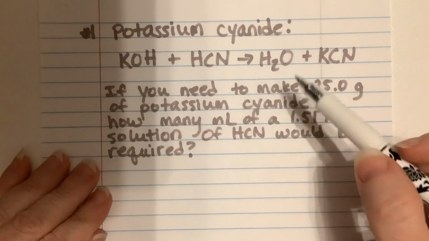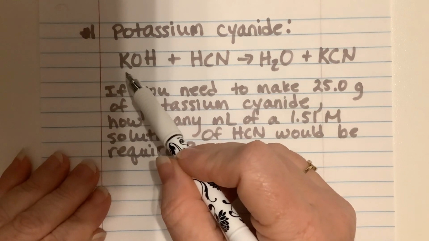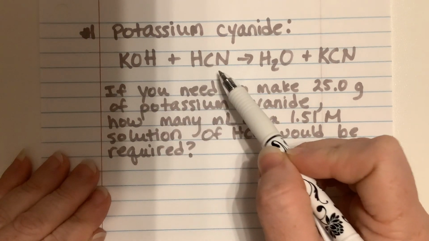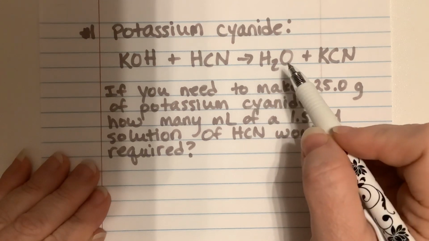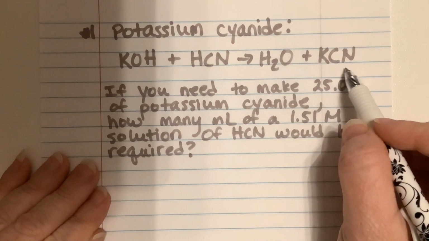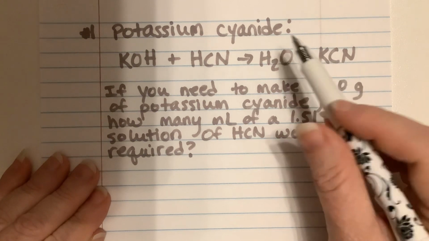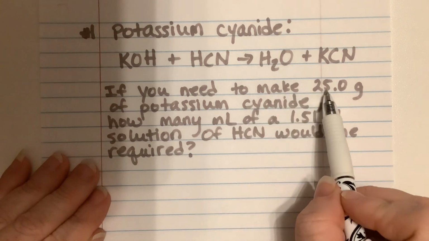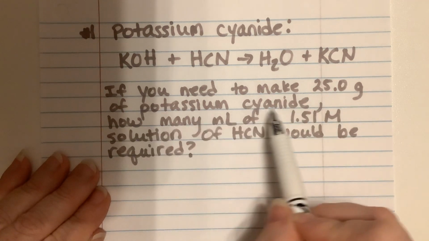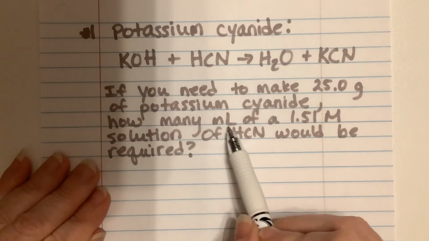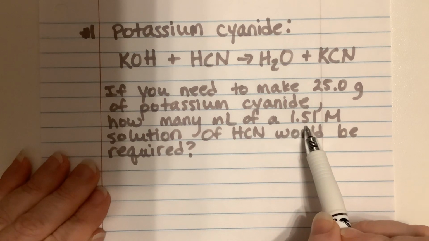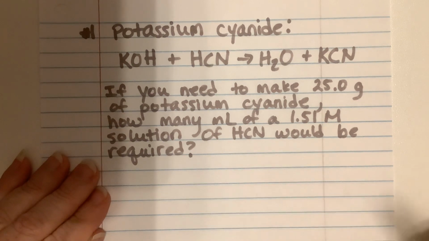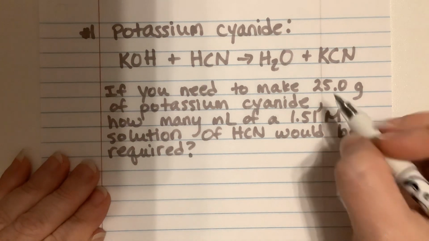Potassium cyanide is made up of potassium and oxygen and hydrogen, and you add hydrogen and carbon and nitrogen, and it yields water and this right here, potassium cyanide. Okay, if you need to make 25 grams of potassium cyanide, how many milliliters of a 1.51 molarity solution of HCN would be required? All right, so first let's look and see what we have.